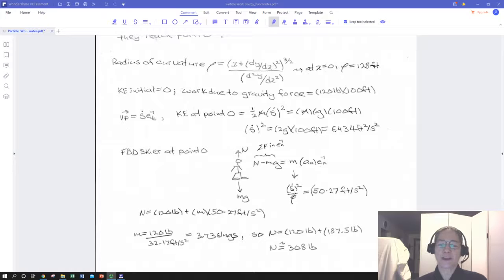So we have our S dot squared over rho, which is going to give us our AN, the acceleration in the normal direction, of 50.27 feet per second squared. We know the skier's mass, and we know gravity. So now we can solve for N with this expression. We needed to get the skier's mass. He's 3.73 slugs, so that ends up here.